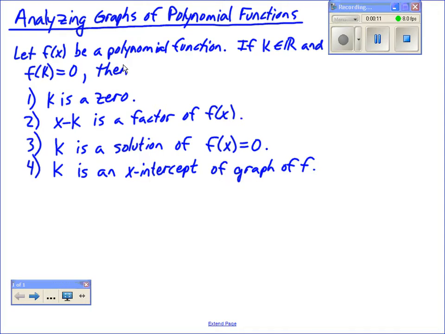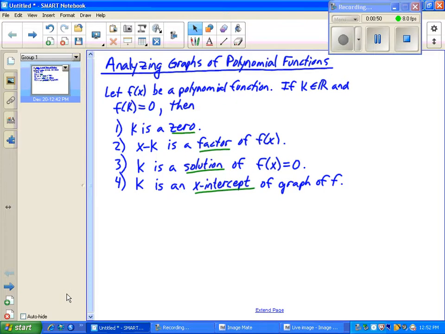And there's four big statements that we've looked at these last couple sections. If f of x is a polynomial function and k is a real number such that f of k equals 0, then first of all, k is a 0. And if k is a 0, then x minus k is a factor. K would also be one of the solutions when f of x is equal to 0. And also, k is an x-intercept of the graph of f. Okay, so those are four equivalent statements for a polynomial function.